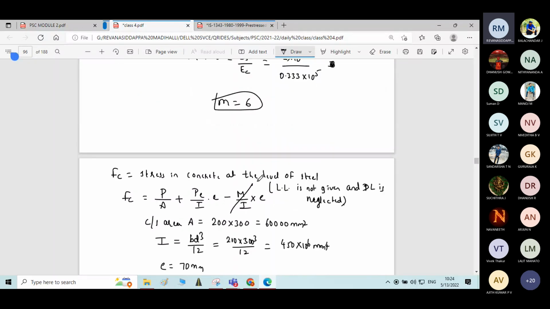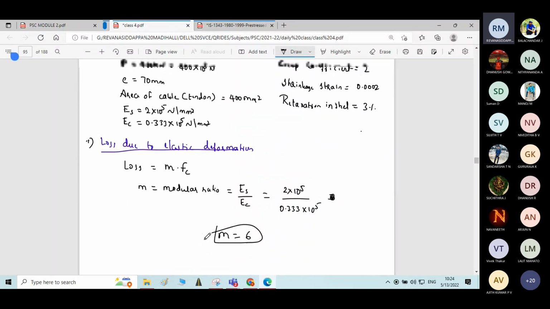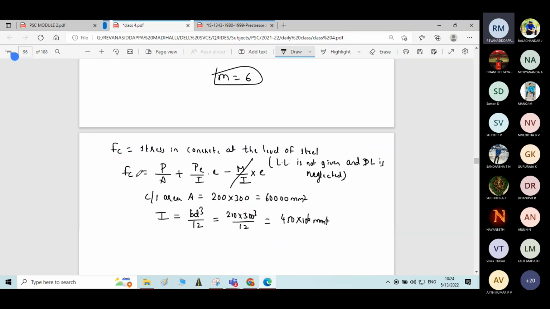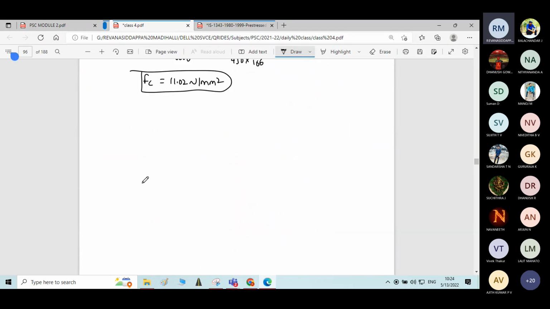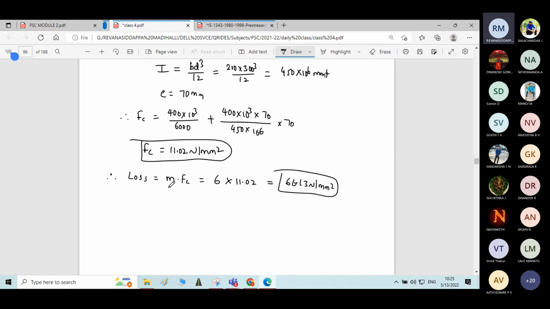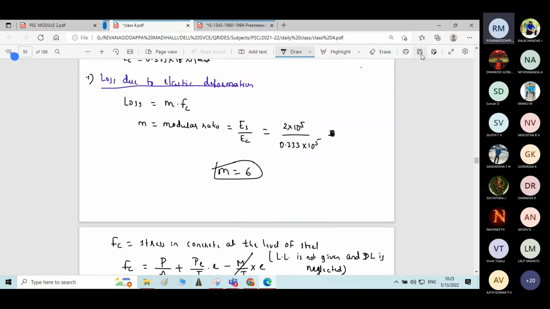Now you got the value of M, you got the value of FC. M into FC is the loss due to elastic deformation. Therefore, loss is equal to M into FC. M is 6 into 11.02, that is 66.13 Newton per mm square. Very simple calculation. Only thing is you need to remember the formula.